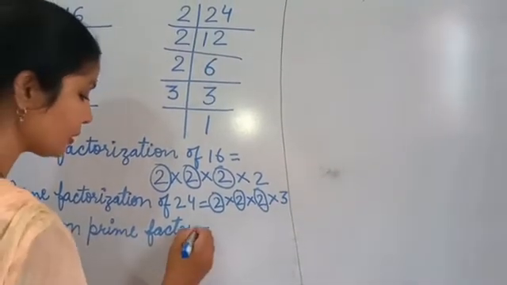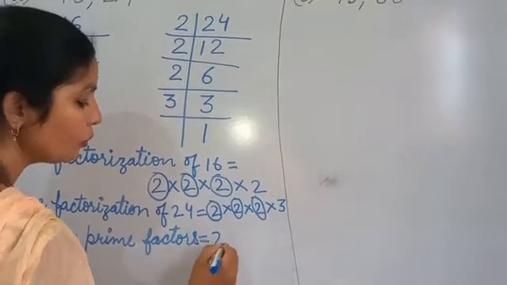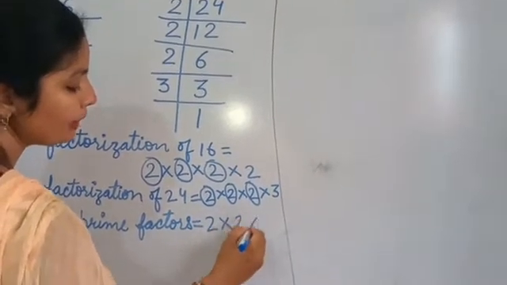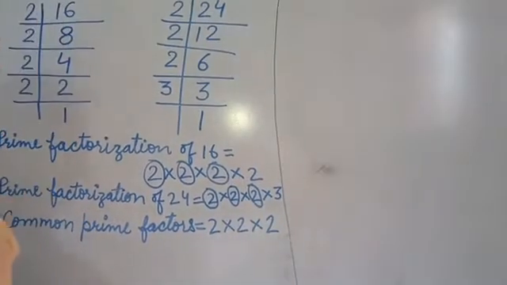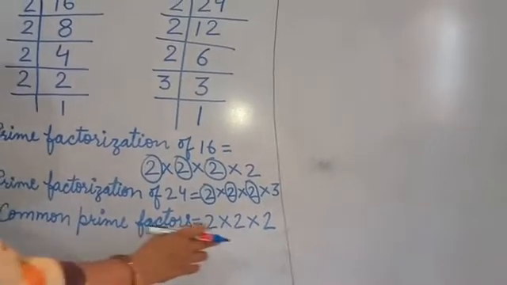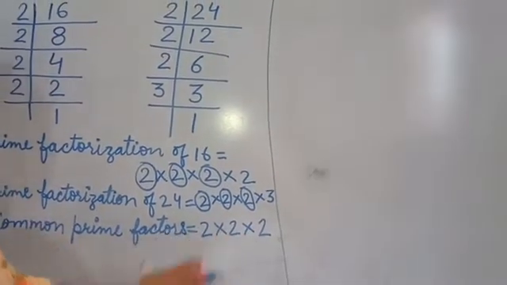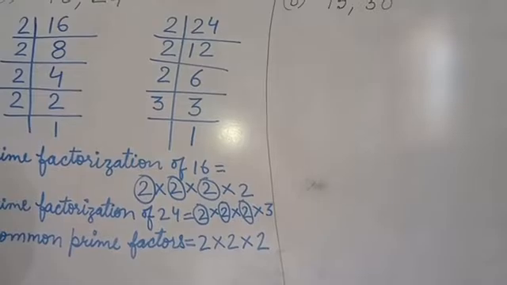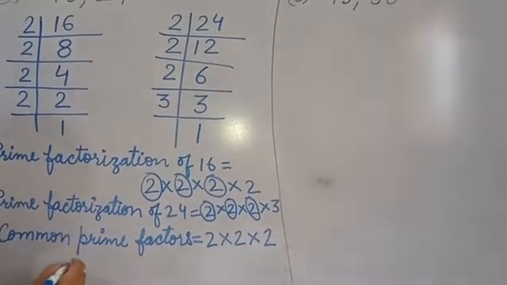Common prime factors: 2 multiplied by 2 multiplied by 2. We should write common factors also in multiplication form. Okay, now we find the HCF.